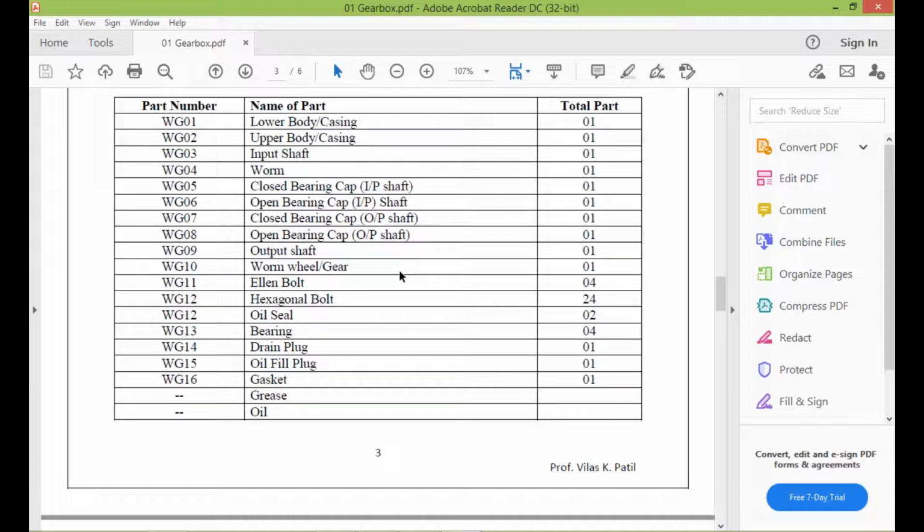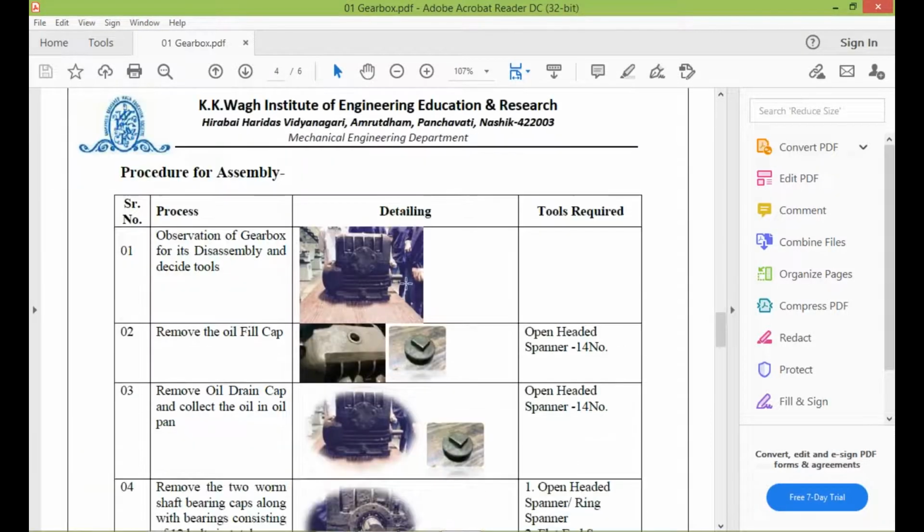Okay, so here is the process for the assembly. You can write down this process, and this process is suitable for this practical. Now what is the first process? First process is observation of the gearbox for its disassembly and deciding the tools. First you observe the gearbox, what is the method for disassembly, and select the appropriate tool for removing these fasteners from those places.